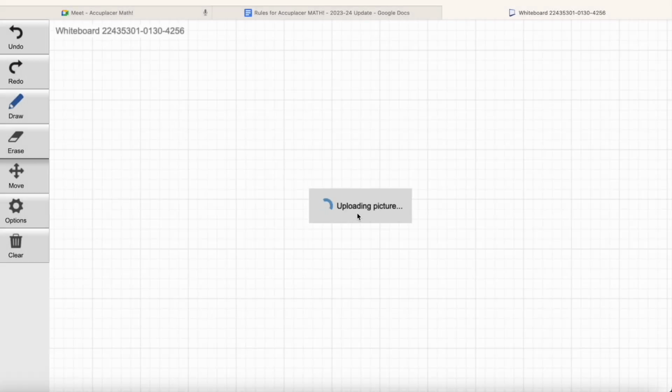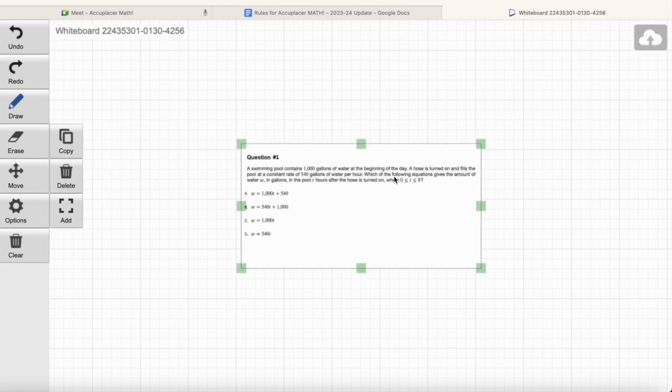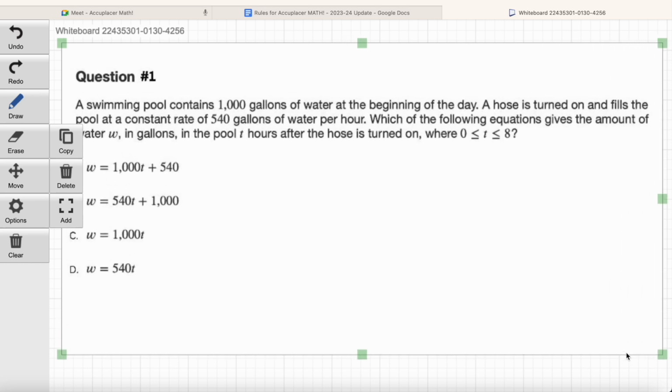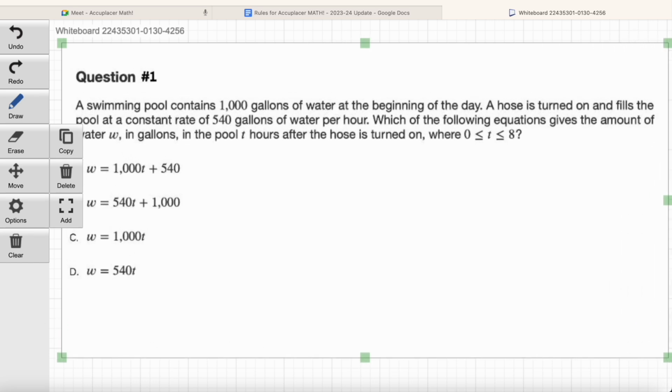This is another one. You sent me this question. I've seen this before on some other practice tests. Give me a second to increase the size of this on the screen. There we go. You see that question on the whiteboard? Yes. Okay, great. All right, go ahead and read question number 1.